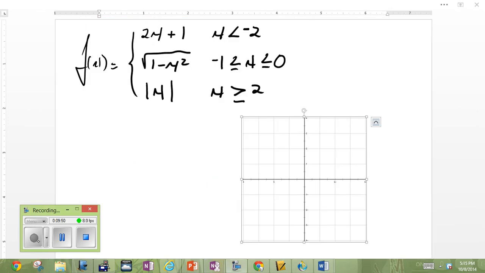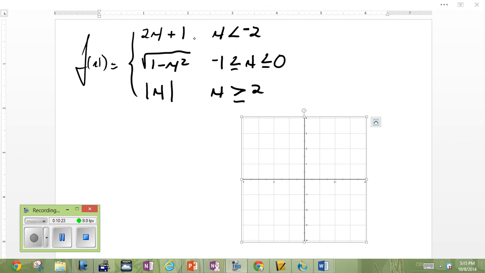Okay, now we're back, and we're going to graph a piecewise function with three pieces. Three-piece piecewise function, okay? So one part of it is a line described as 2x plus 1, and that's only for x values less than -2. Then we have the unit circle, but that's only between -1 and 0. And then we have our absolute value graph, but that's only from 2 on out.